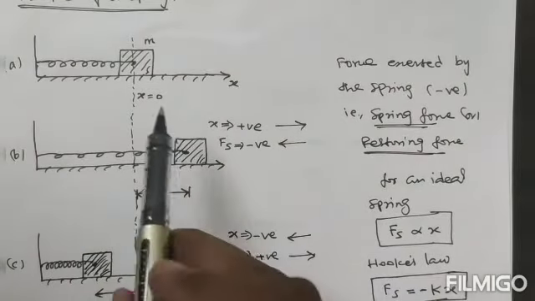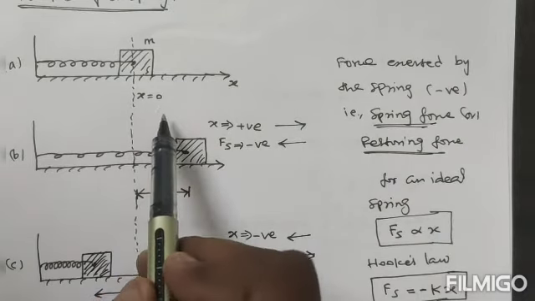Listen, students, so up to now we found in the equilibrium position x equal to 0.